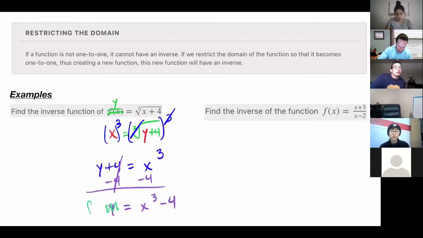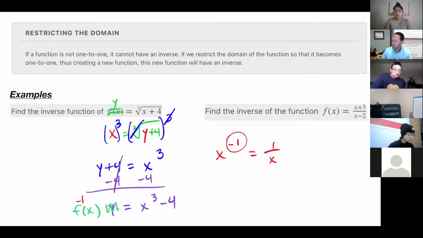And we have to tell them that it's the inverse. In order to do that, we put this -1 after the f to let you know it's the inverse function, not x to the -1, which is equal to 1 over x. So just be careful, because we do have previous knowledge with that -1 exponent.